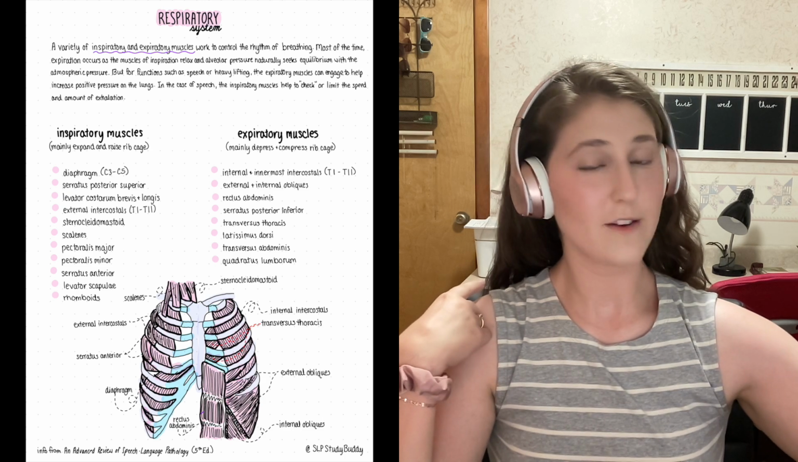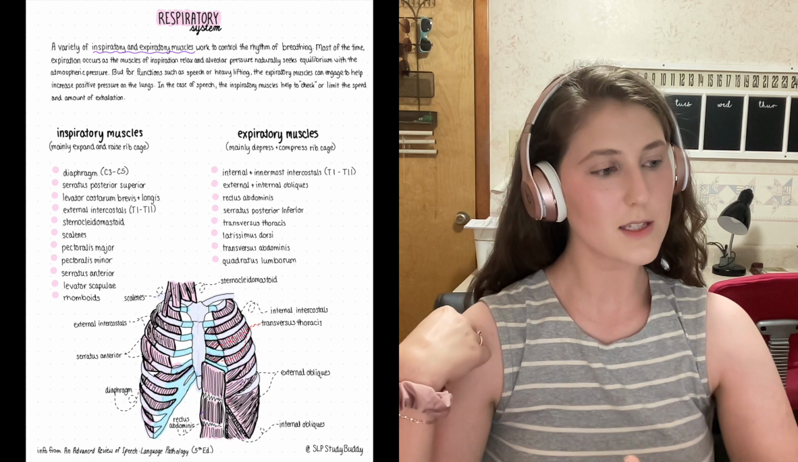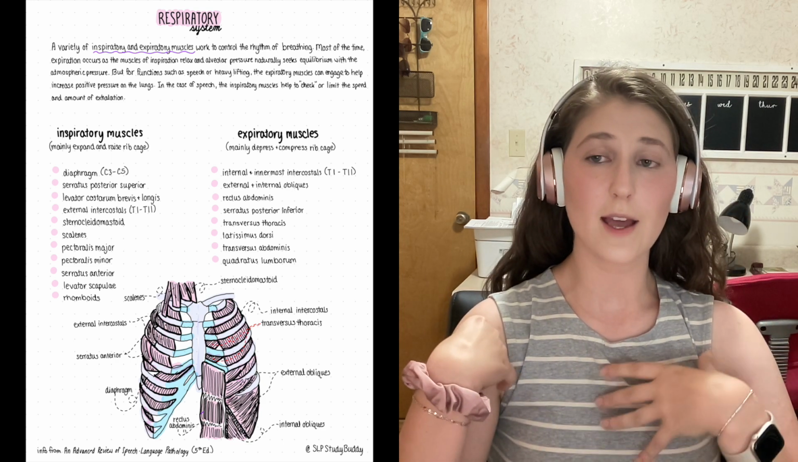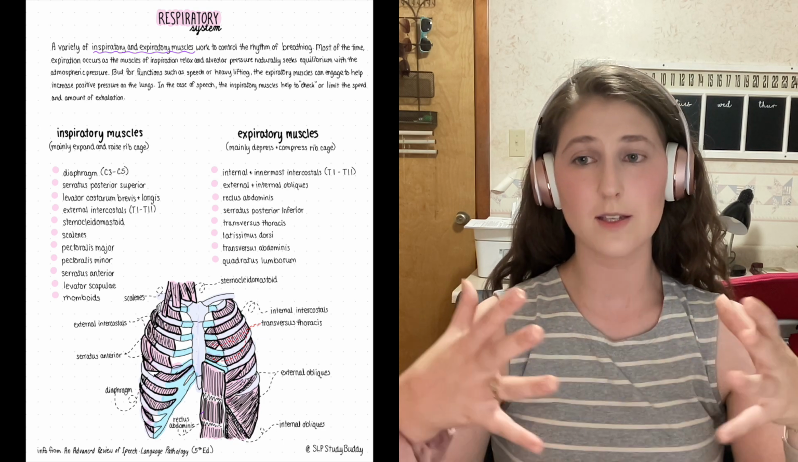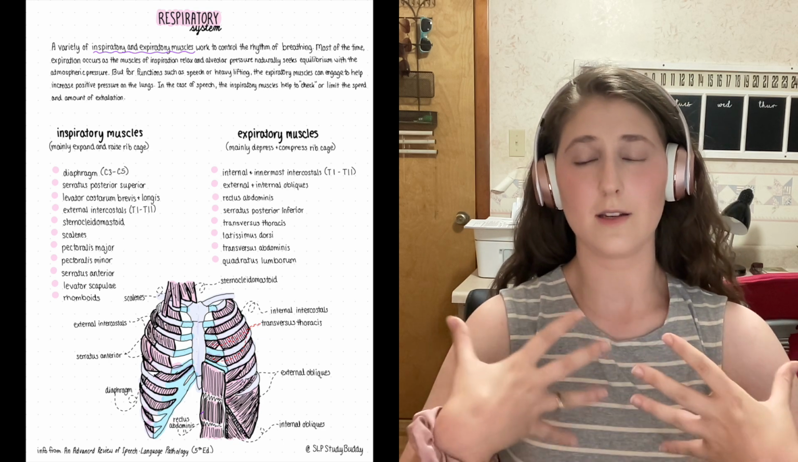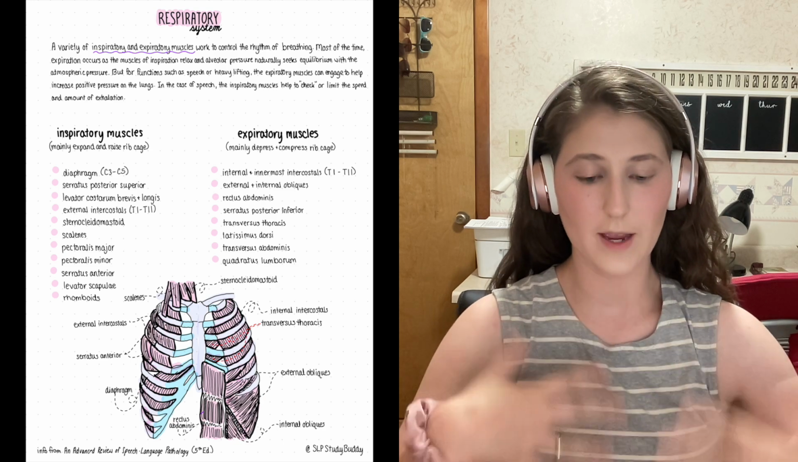Okay, then for expiratory muscles, we have the internal and innermost intercostals, which we discussed. The external and internal obliques, where we start to get into some of the abdominal muscles, are going to help really compress that space, because think of clenching your abdomen in, it's going to decrease the space all the way up. It's going to push up on the lungs to get some air out.